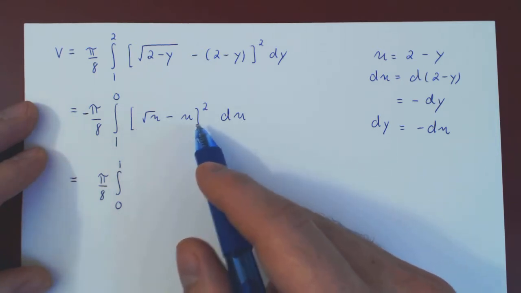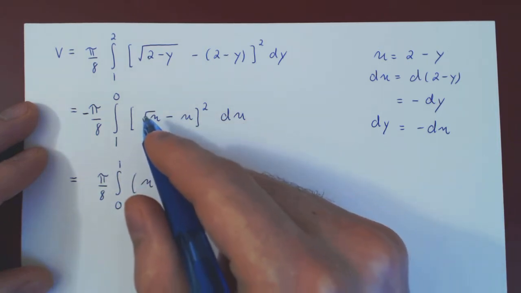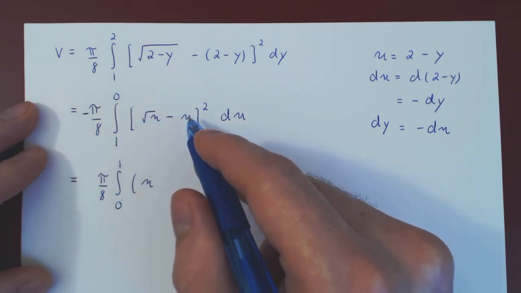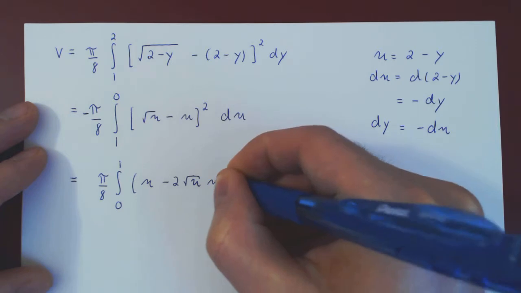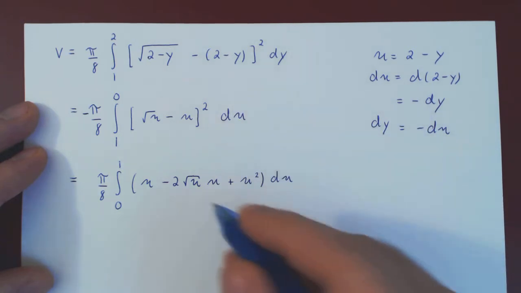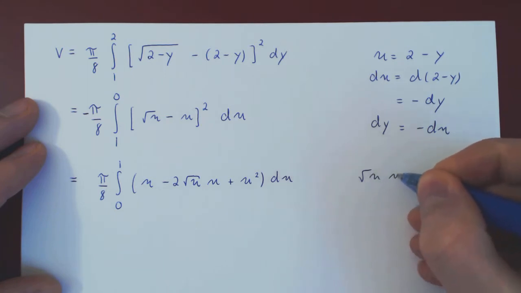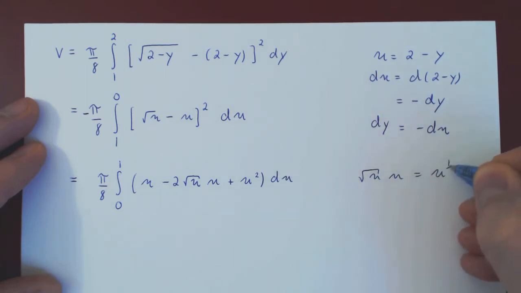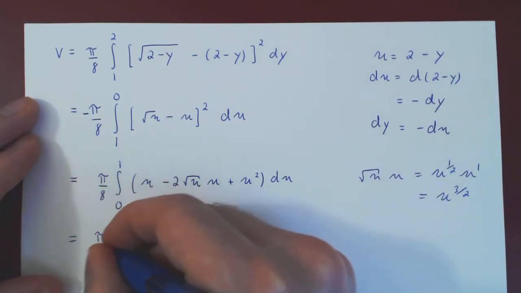And the only way to integrate this will be by squaring it. So root of u times itself is u, minus root of u times u. Twice of that, so minus 2 root of u times u, plus of course u squared. And the only thing missing here is how do we handle this term? If you think of it, root of u times u, root of u is u to the 1/2 times u, which is u to the 1. When you multiply the same base, you add the exponents. 1 plus a half is 3/2. And now we'll be able to use the power rule on every single term.